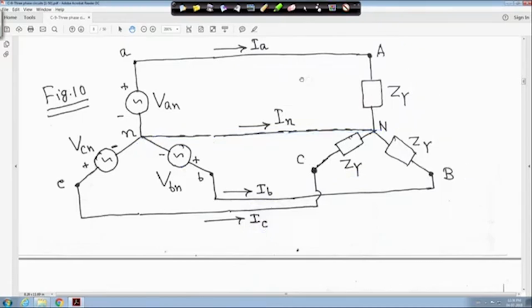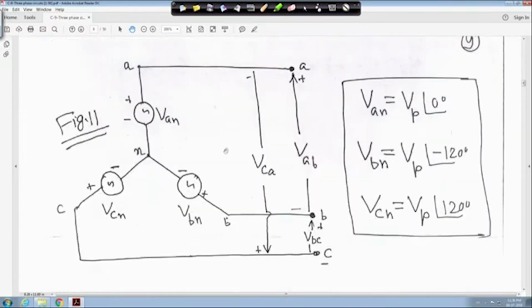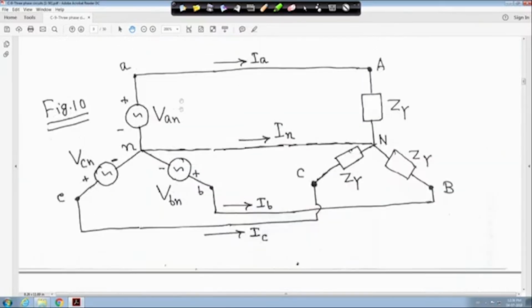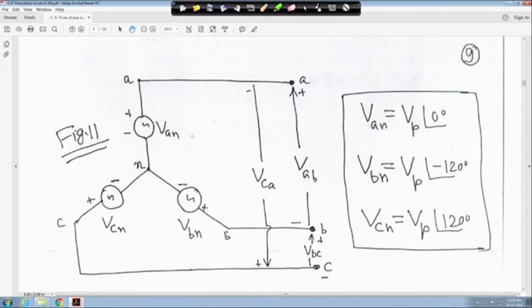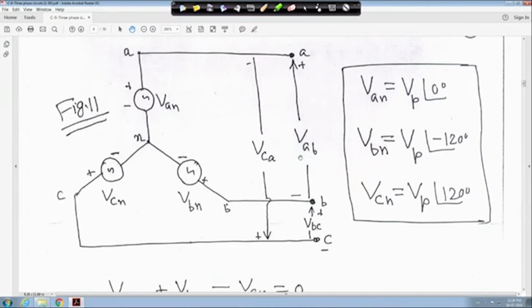Now, if we draw only the source side, this is figure 11. If you draw only the source side, right, I am not showing any neutral or anything. First let us see the source side, no neutral, nothing is shown, only AN is here. So the way I told you, VAB, A is positive means B negative, VBC and VCA, right. So ABC is drawn, right.